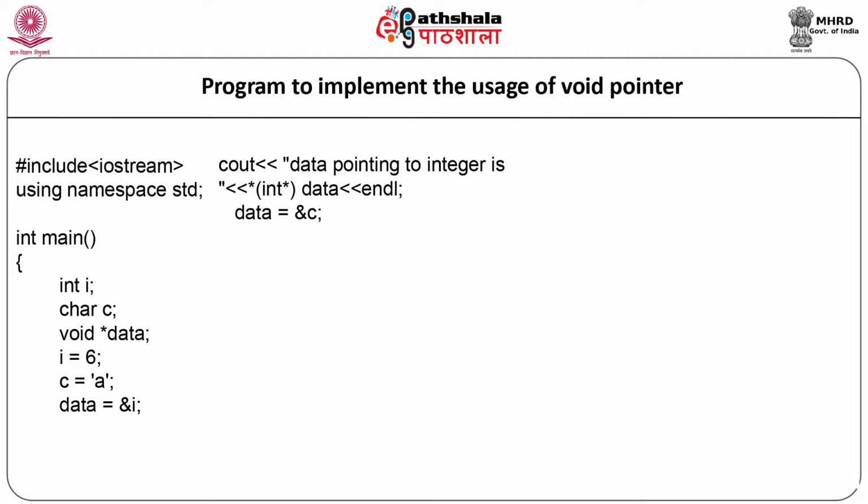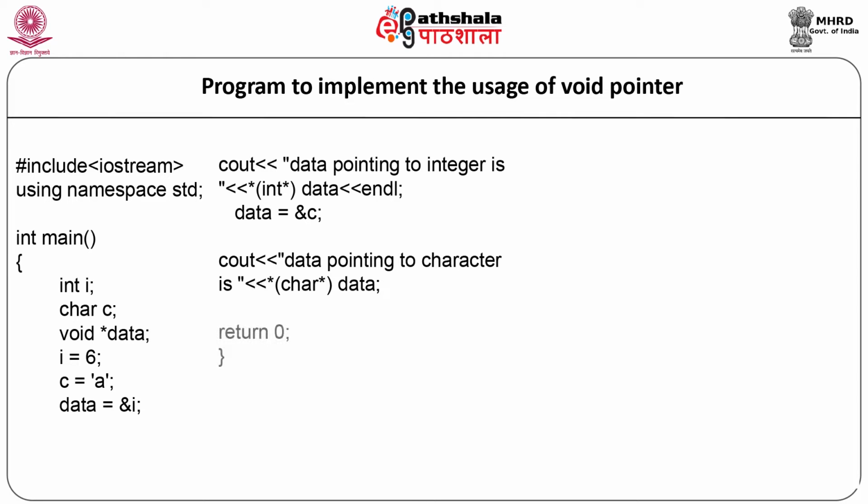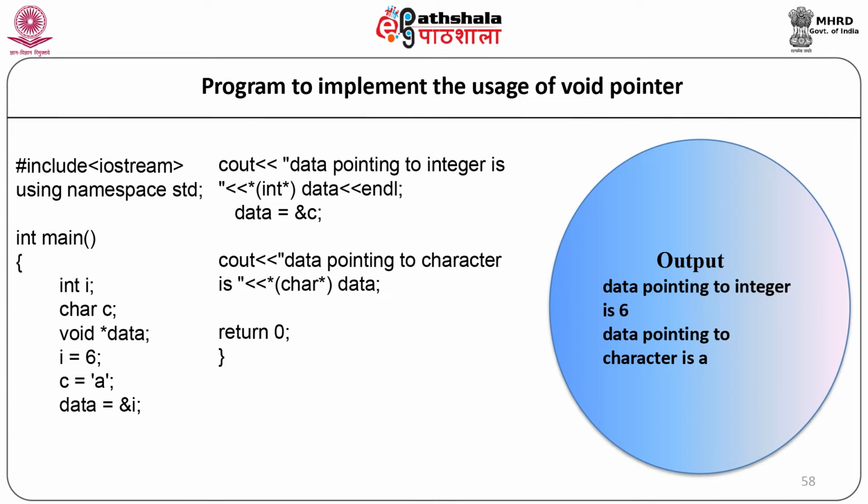Now the data is given the address of c. We are displaying the value on the screen as data pointing to a character is *(char *)data, return 0. Now when the above code is compiled and executed, it will produce the result as data pointing to integer is 6 and data pointing to character is A. As you can notice here, the same void pointer data is used to point to an integer data type as well as a character data type.